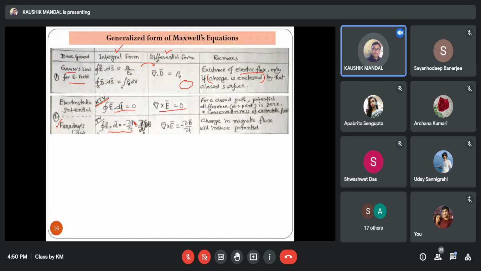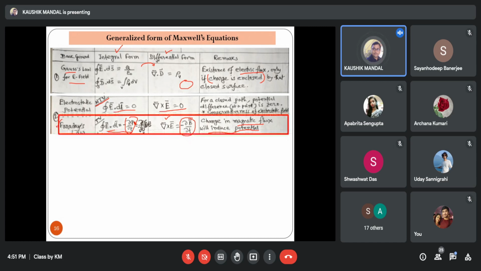So this particular law basically says that if there is a change in magnetic flux, it will induce the potential. Change in magnetic flux will induce the potential. Same thing from the differential form, curl E equal to minus del B del T. So this is basically the time varying field. This equation is basically for the time varying fields.